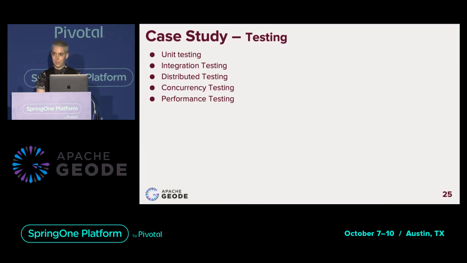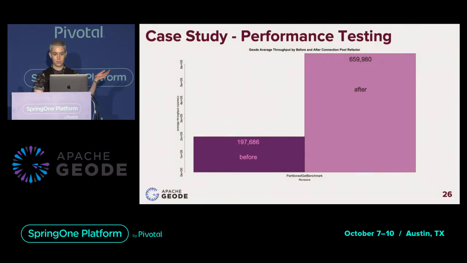The final type of test that I want to talk about for this one is the performance testing, which is what we've been talking about this whole time. So let's see the results for that. This is comparing the commit just before the refactor with the commit of the refactor. We saw a 230+% increase in the performance and the throughput of partition get benchmark.